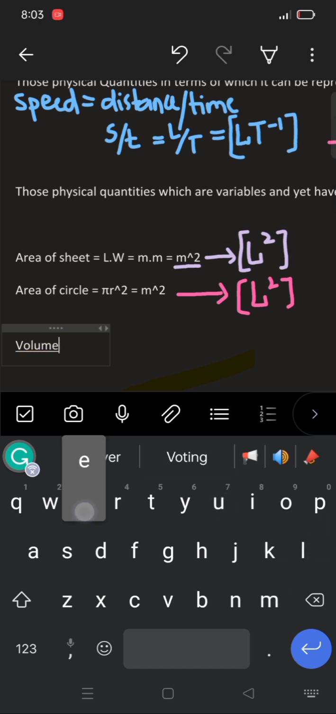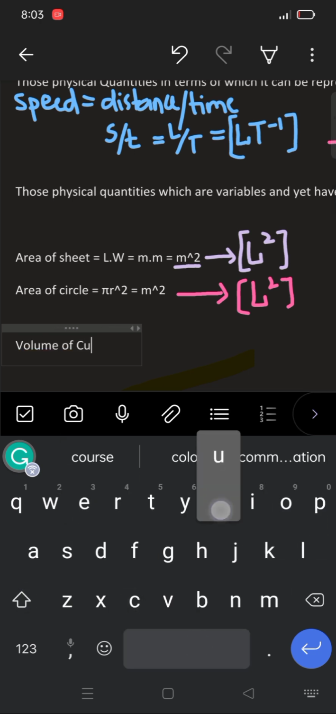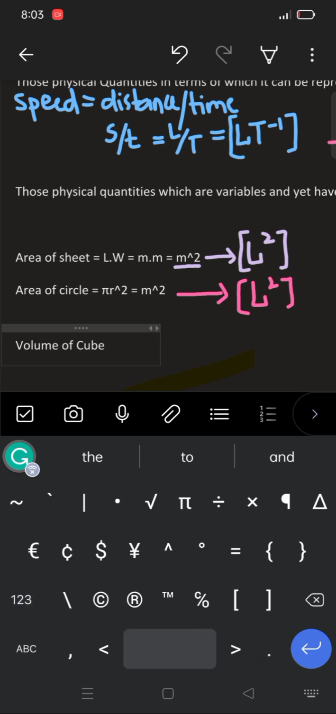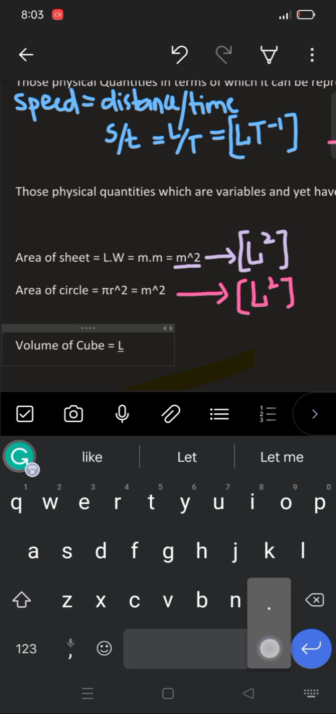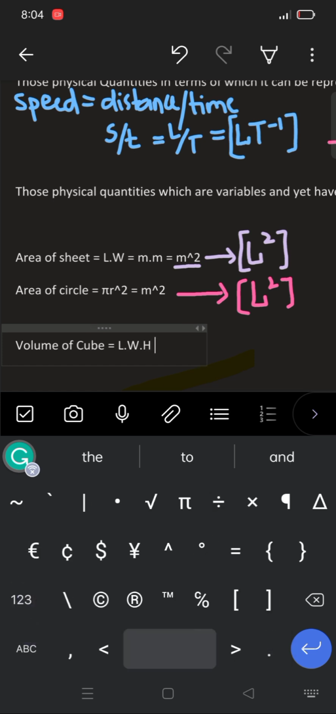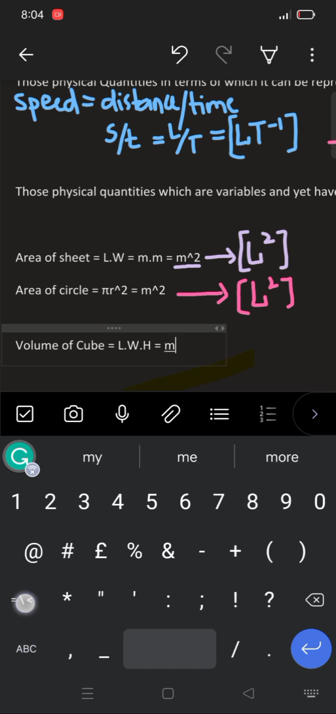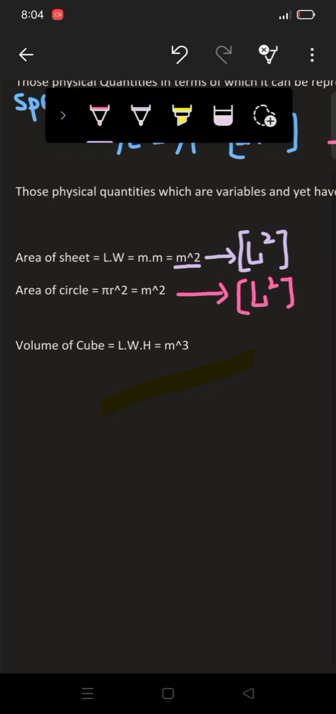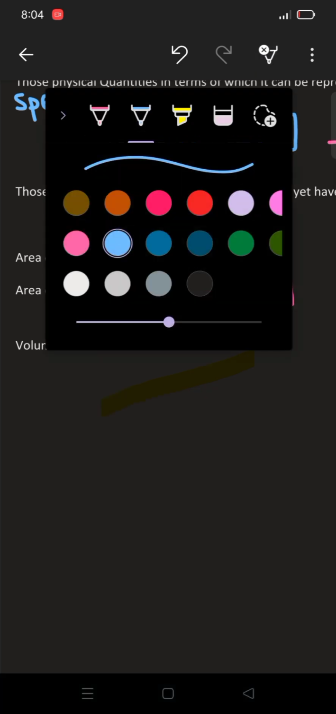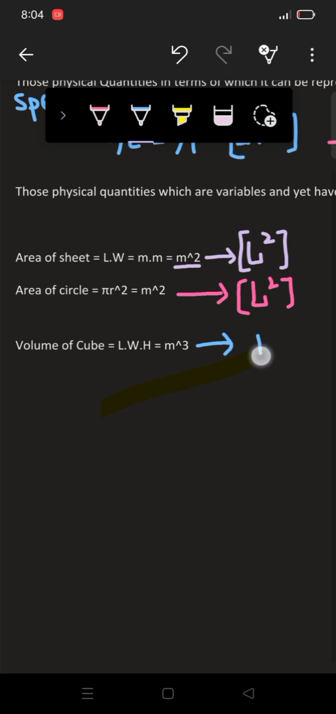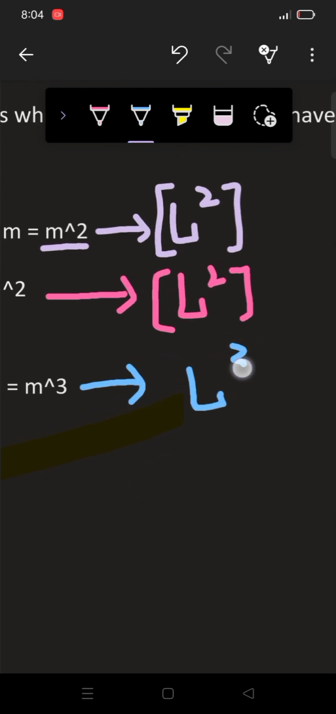Volume of cube. The formula of volume of cube is length into width into height, which means they all have the unit of meter. So it has meter cube. So the dimensional formula of this would be what? It would be L cube. L cube is the dimensional formula of volume of cube.